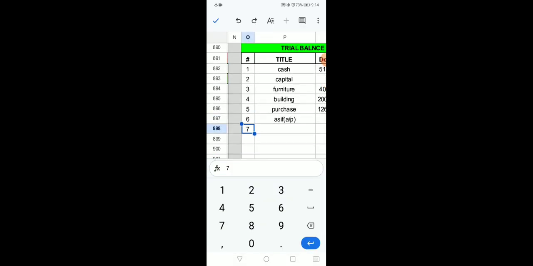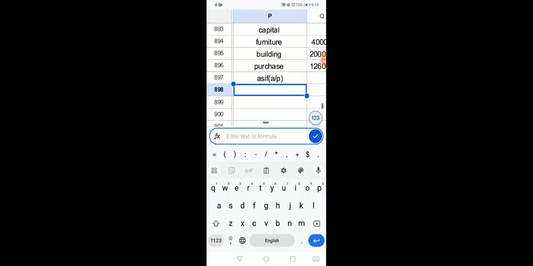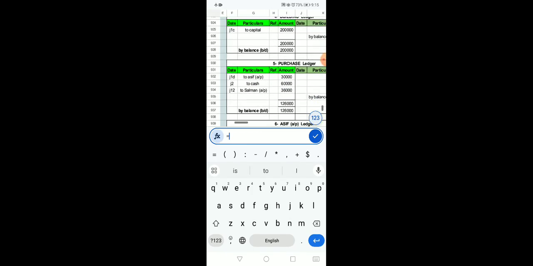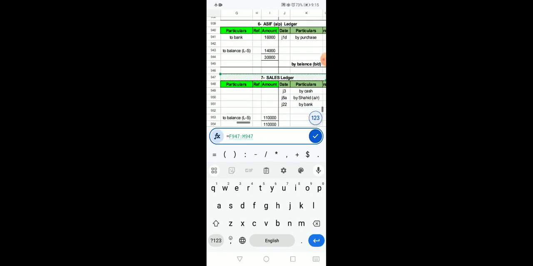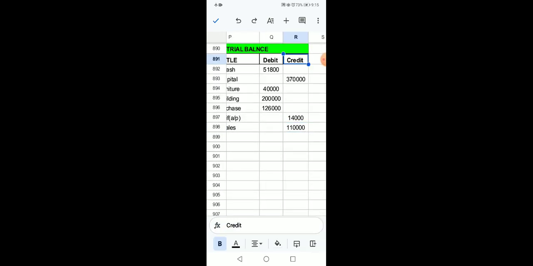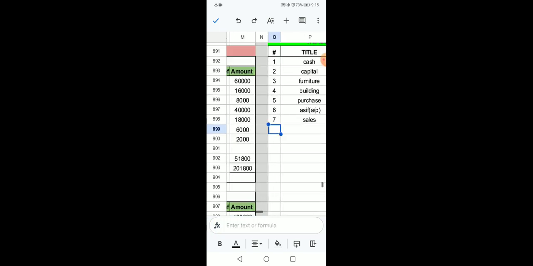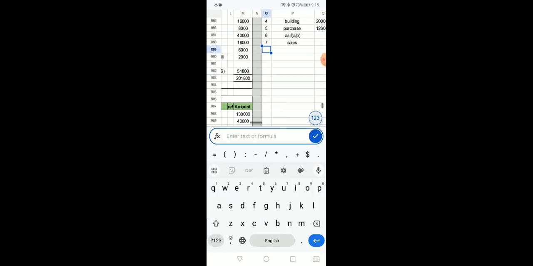Let's see what the seventh ledger is saying to us. The seventh ledger is for sales. So we will write the title sales over here. For sales, we'll have to see where the balance is brought down. This is your sales ledger. The balance is brought down on the credit side. It is 1,10,000. So in the trial balance, you will choose the credit side. In front of sales on the credit side, you will write 1,10,000. So you can see the credit side is chosen, in front of sales 1,10,000. The sales ledger is posted.